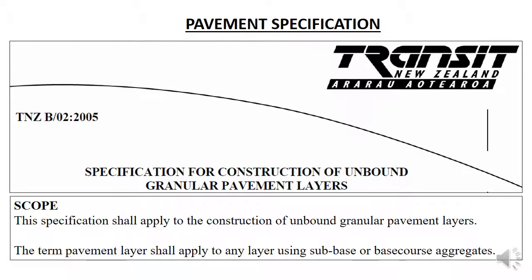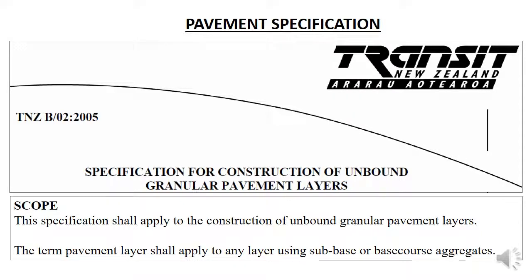The most commonly used specification for subbase and base course construction is TNZ B2, specification for the construction of unbound granular pavement layers. Note that in this case, the word pavement refers to just the subbase and the base course, not the surfacing, which is technically also part of the pavement. I will use the word pavement in this video and later ones to refer to the subbase and base course, but remember that technically the surfacing is also part of the pavement.